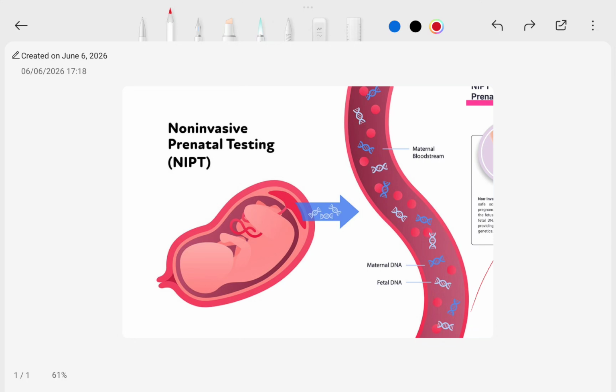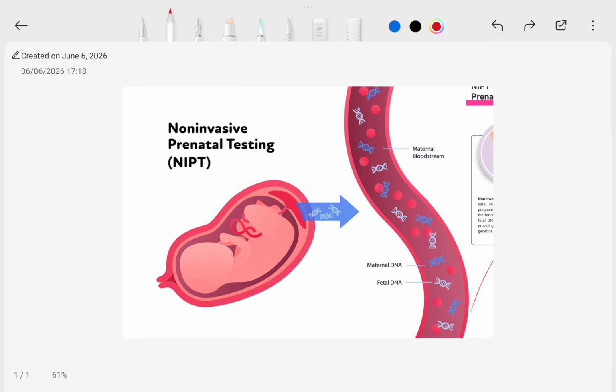Imagine being able to screen your baby for common chromosomal abnormalities with just a simple blood test from the mother, without any risk to the pregnancy or the fetus. Sounds remarkable, doesn't it? Today we will discuss non-invasive prenatal testing, also known as NIPT.